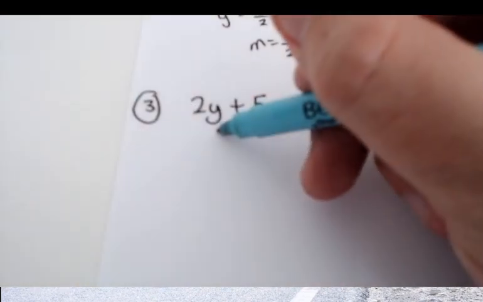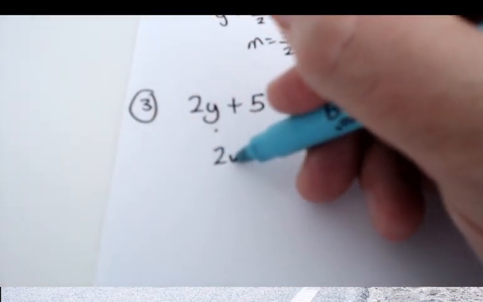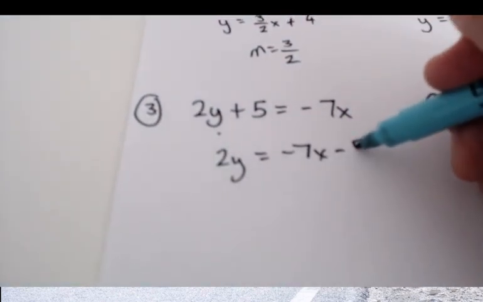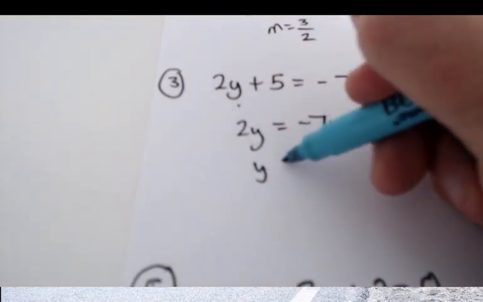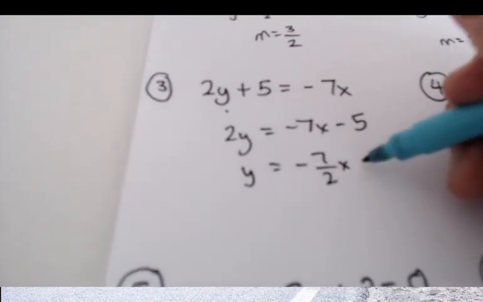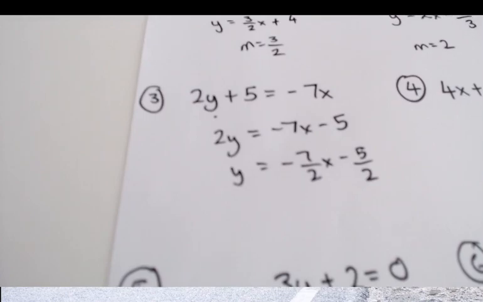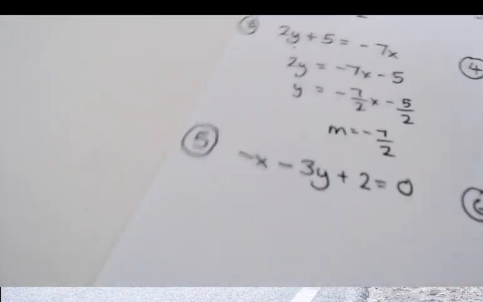Question 3. Get the y by itself. First of all, I'm going to get rid of the add 5. Take that to the other side, it will do the opposite of what it did before, so it will become a minus 5. Get the y by itself, get rid of the 2, take it to the other side, it's going to divide. I'll get minus 7 over 2x, minus 5 over 2. The gradient is the number in front of the x. So this time the gradient is minus 7 over 2.